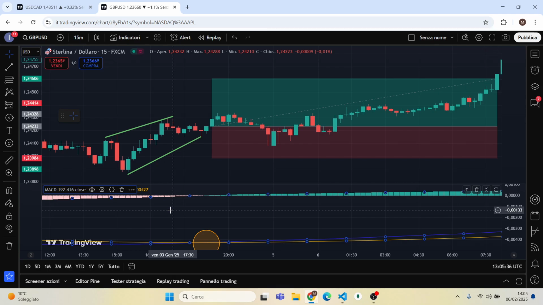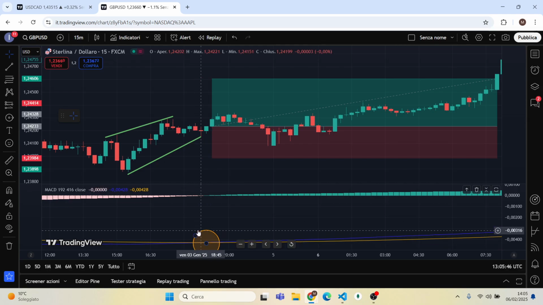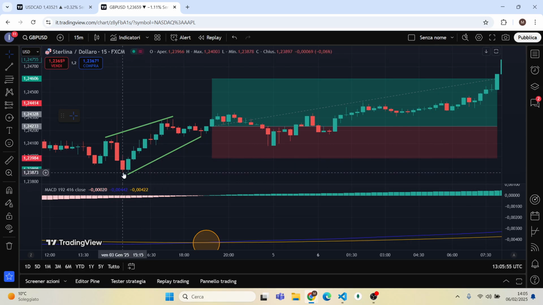Okay, now you have this indicator on the chart. It's time to look at this. In order to open a long position, you have to check for three things. Blue line goes above the red line. Here it happens. Then you have to check for higher highs and higher lows.